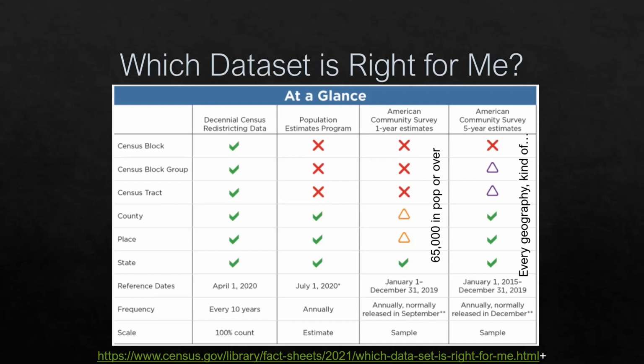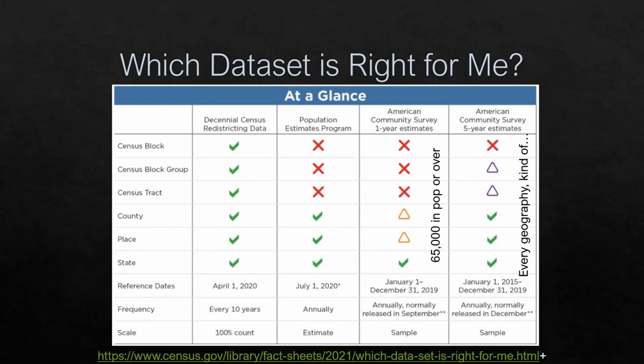The population estimates program, that's the one that's based on births and deaths and migration patterns. A little bit different reference date, so you need to be aware of that if you're going to be comparing a year of population estimates with a year from another survey. You have to be aware that the dates might be a little bit different.